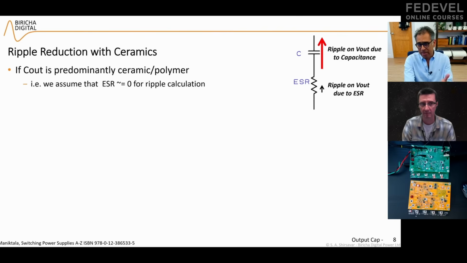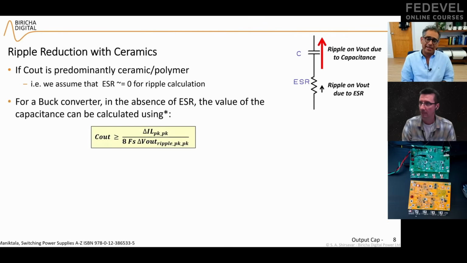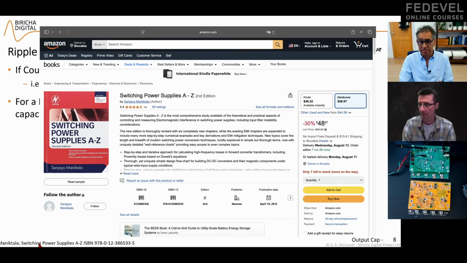So we are giving a ceramic example for now, let's say a small power supply feeding an FPGA or whatever. So I assume that the ESR is 0, and then I calculate the capacitance as a result of ripple, based on this equation here. Now, this is for a buck converter. You can find these equations with a 5-minute search on the internet or any standard textbook. An excellent textbook that lists pretty much everything is the fantastic book by Mr. Maniktala. I have put the reference down here.